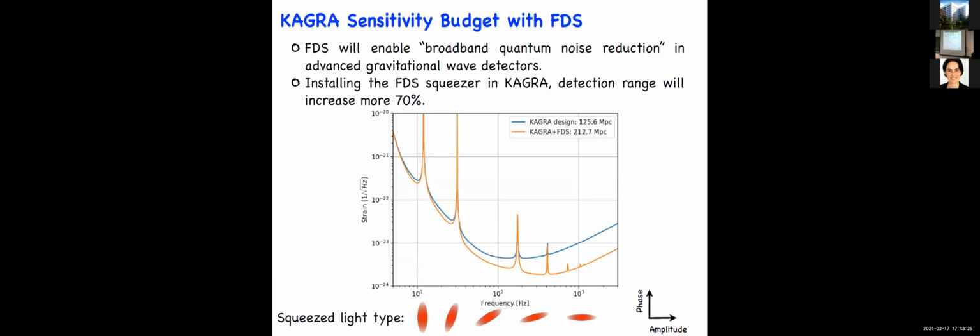So we found here frequency dependent squeezing will enable broadband quantum noise reduction. You can see that for the KAGRA detector, if we use a frequency dependent squeezer, we can increase the detection range by about 70%, from the blue curve to the red curve in this figure. So we need to prepare a squeezer of that type, maybe like this.